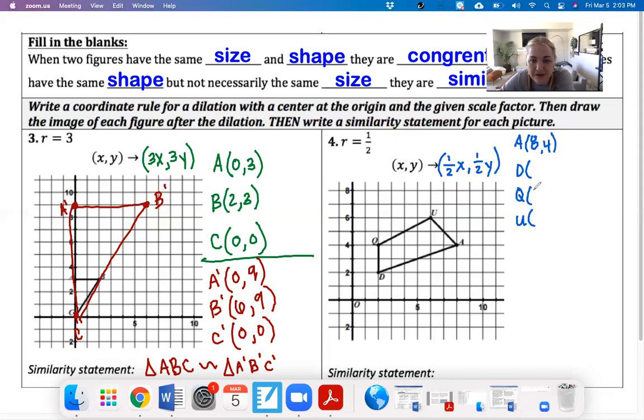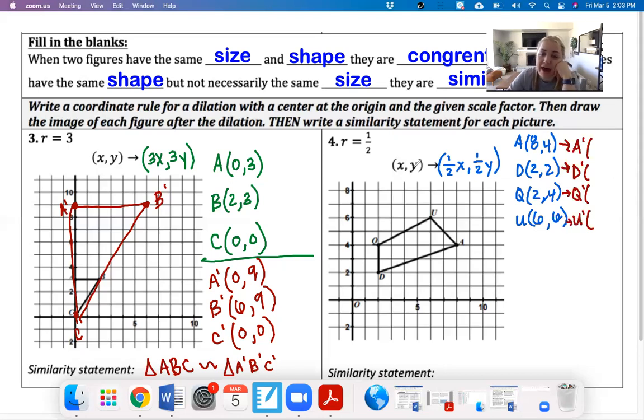D is to the right 2, up 2. Q is to the right 2, up 4. And U is to the right 6, up 6. So now when I transform those, I'm going to take them to A prime, D prime, Q prime, U prime. And typically there's like a little arrow here.